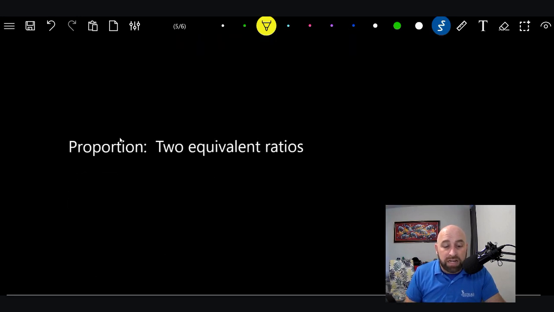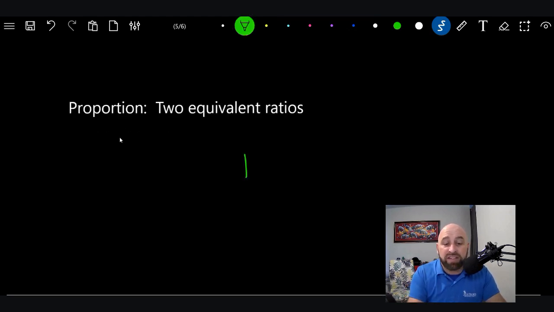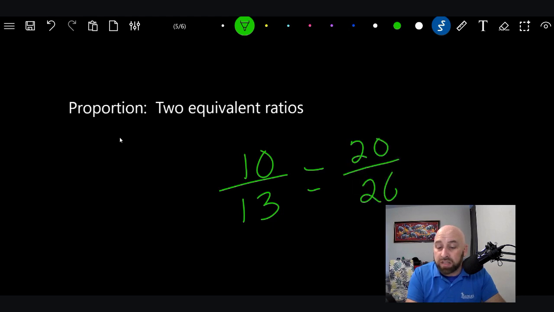Antecedent and consequent. Proportion. What is a proportion? Well, a proportion is two equal ratios. So, in other words, if I have 10 to 13, there's my ratio. A proportion would say that that is also equal to, let's use, 20 to 26.